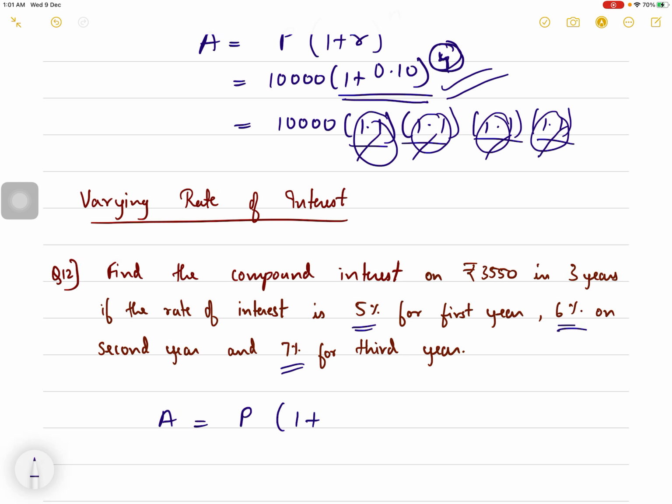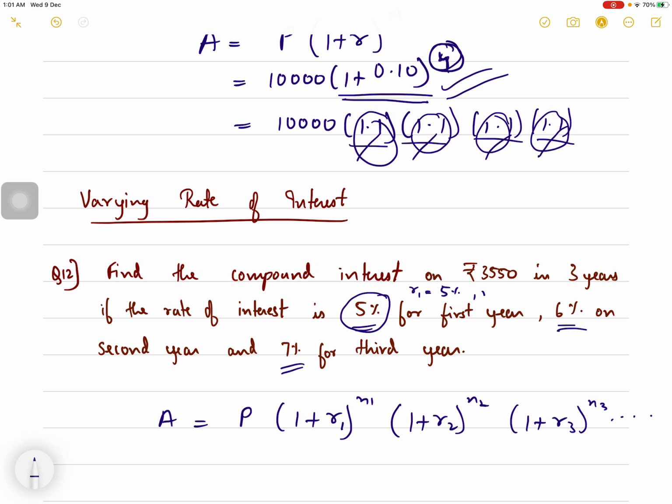A is equal to P into 1 plus R1 upon 100, because it is rate 1, raised to N1, into 1 plus R2 raised to N2, and 1 plus R3 raised to N3, and so on. This formula you will apply and solve.